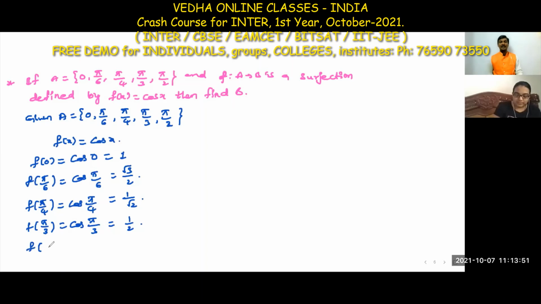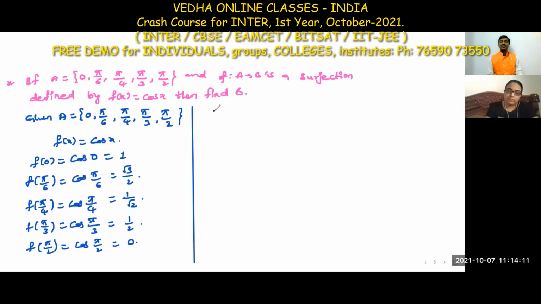And f(pi by 2), 90 degrees. What is cos 90? It is 0. So cos 90 is 0.